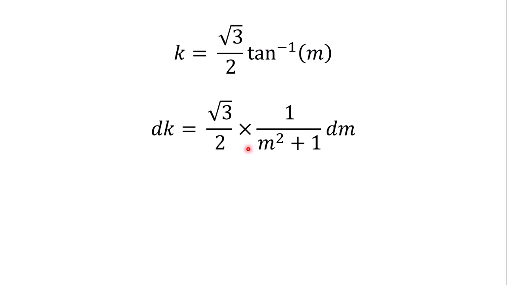Okay, so as I said, we have to multiply this one by this one. Now when you multiply this one by this, you're going to get square root of 3 over 2 into bracket m squared plus 1.